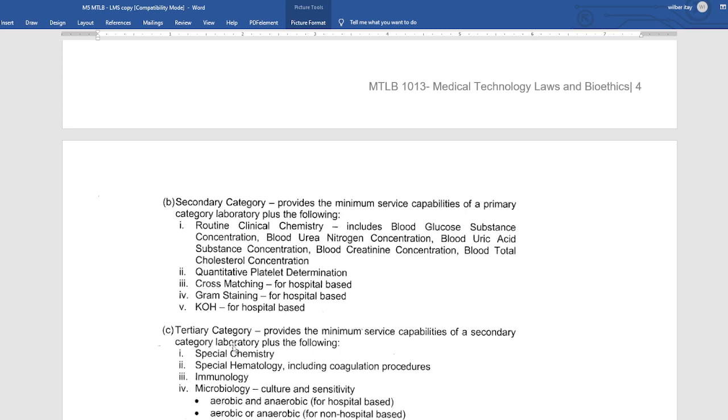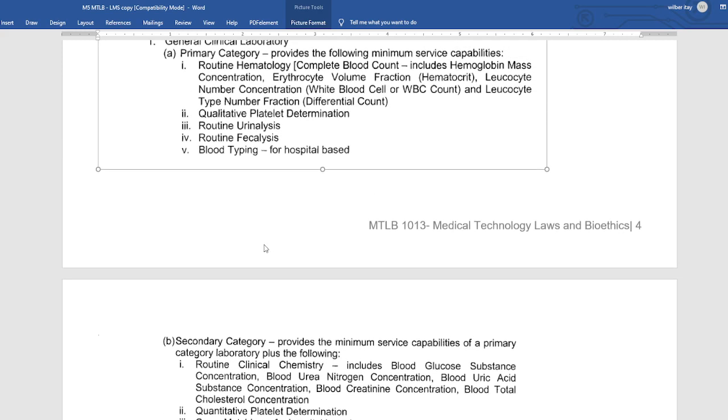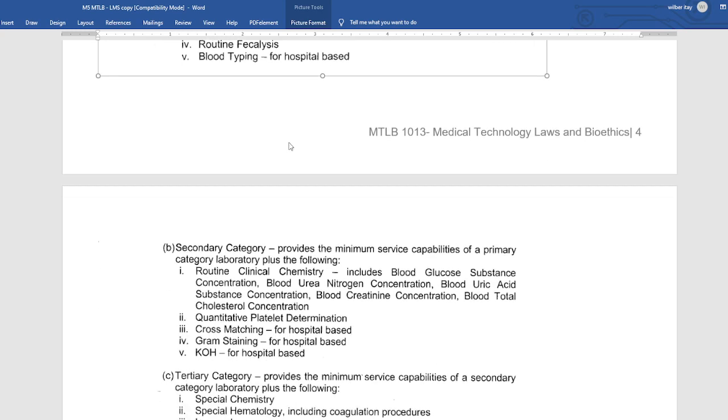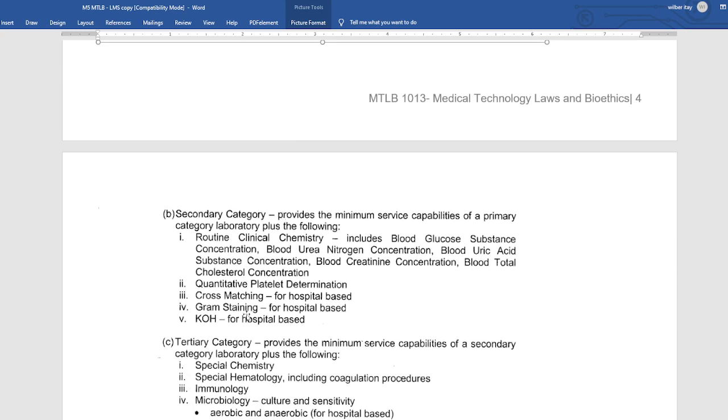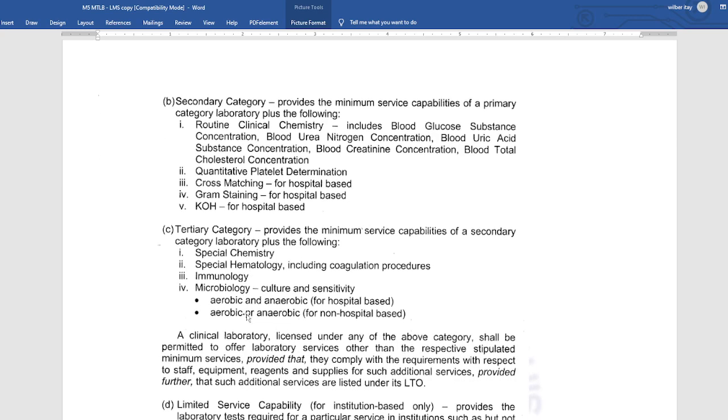So, guys, si tertiary category, it can offer all of the tests of the secondary category, and all of the tests offered by primary category, which means that among the three, si tertiary category yung may pinakamaraming service capabilities na test. Kasi it can offer all of the tests that are offered by the secondary and primary. Huwag niyong kakalimutan yon. Okay? Please do not forget that one.